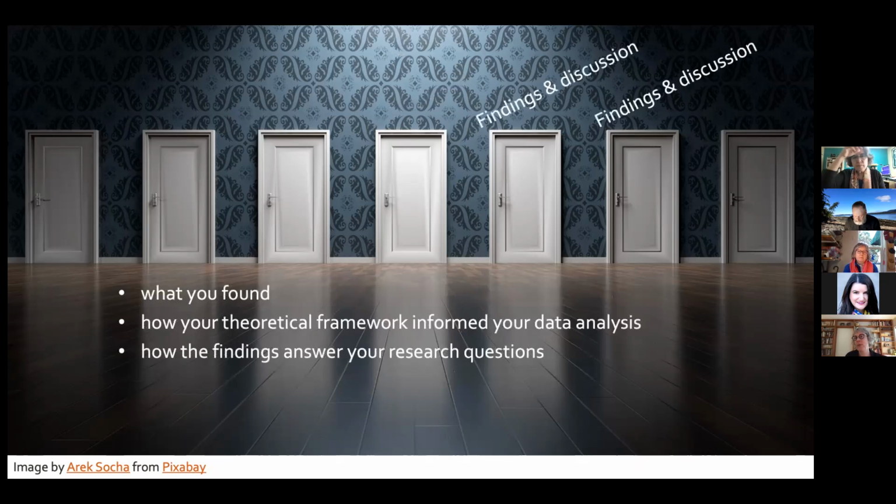Then the findings chapters, it's often more than one, maybe it's two, maybe it's more, I'm leaving that open. Typically you describe what you found, but also how your theoretical framework informed your data analysis. Sometimes you talk about how your data speak back to the theory that you started with, and you need to explain how the findings actually answer your research questions, or if they don't, why you've come to realize that you asked the wrong questions to begin with.